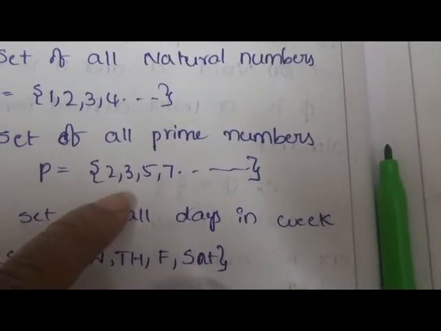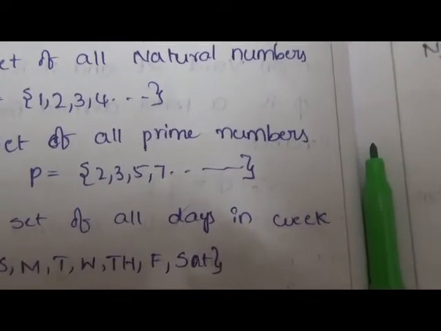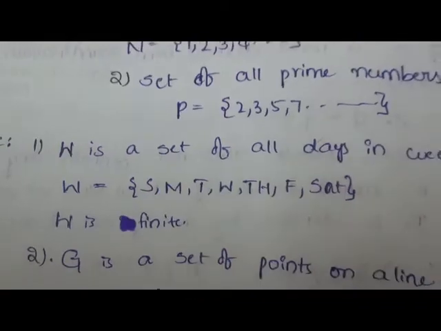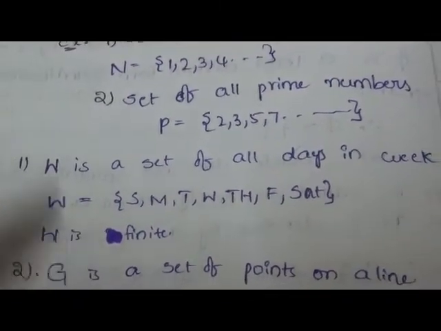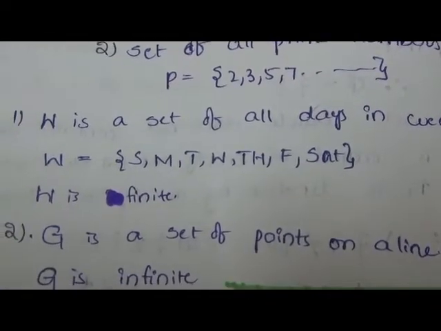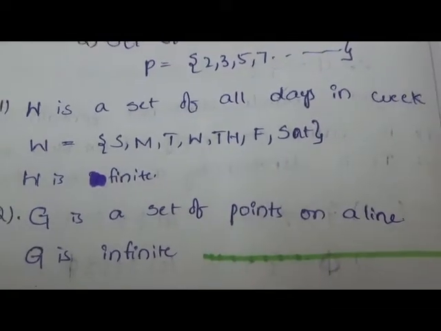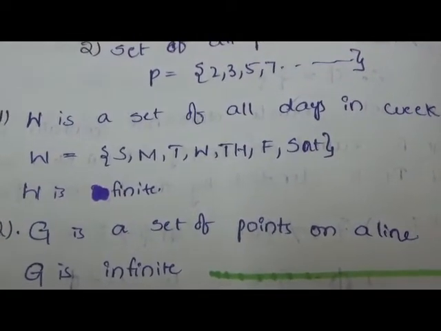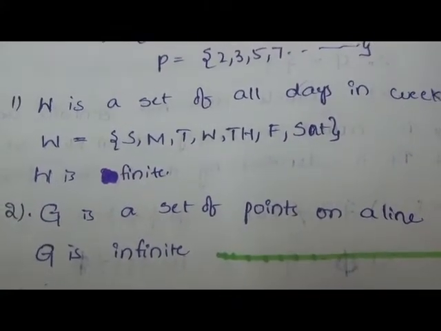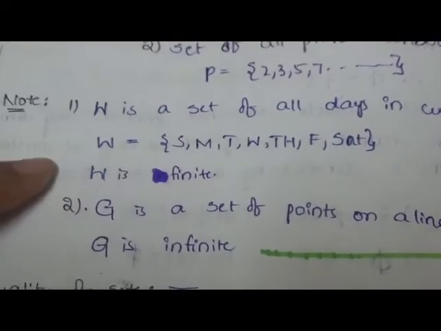These prime numbers mean only these numbers can multiply; there are only the factors of 1 and itself. Here I am giving some examples for finite and infinite sets. W is a set of all days in a week: Sunday, Monday, Tuesday, Wednesday, Thursday, Friday, Saturday. These are the days of a week. So W is finite. How many days? 7 days. We can count, so it is a finite set.